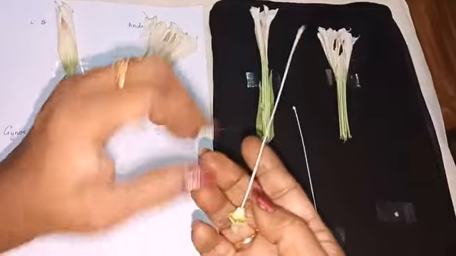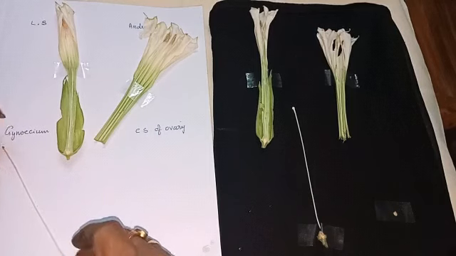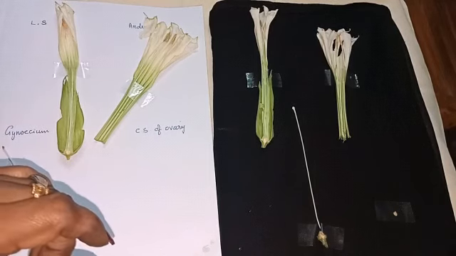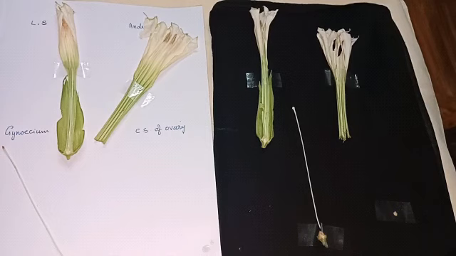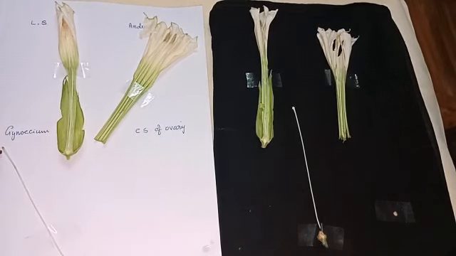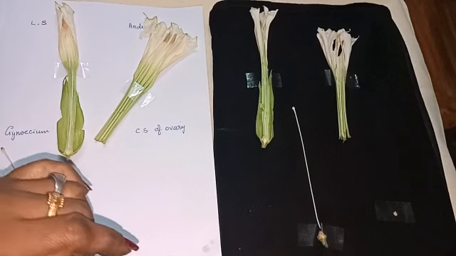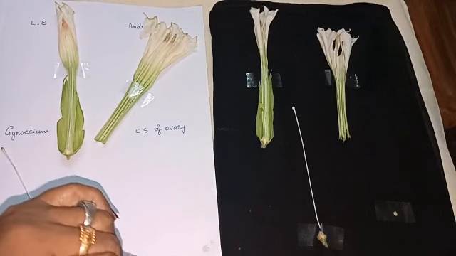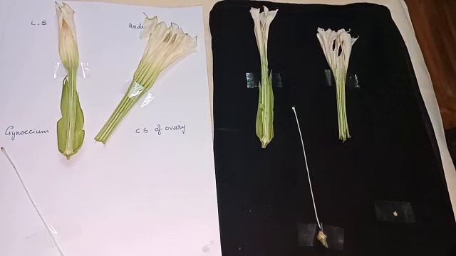Now this is Gynoecium. Stigma, style and ovary. Next, CS of ovary. While we were isolating the Androecium, we separated the Gynoecium. Now from that itself you can take the ovary from that flower.